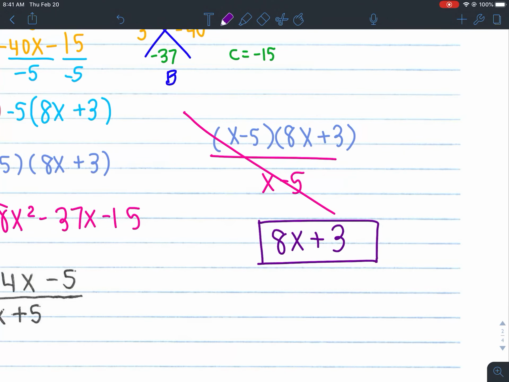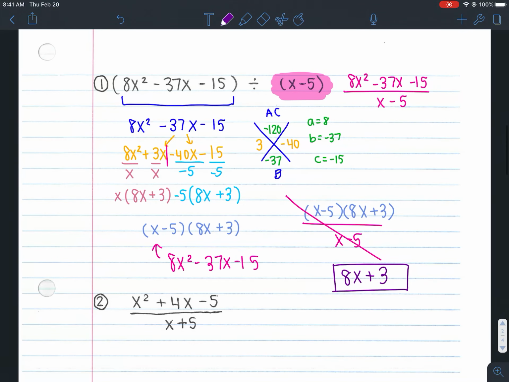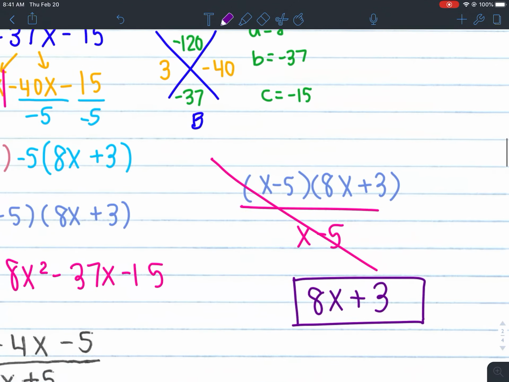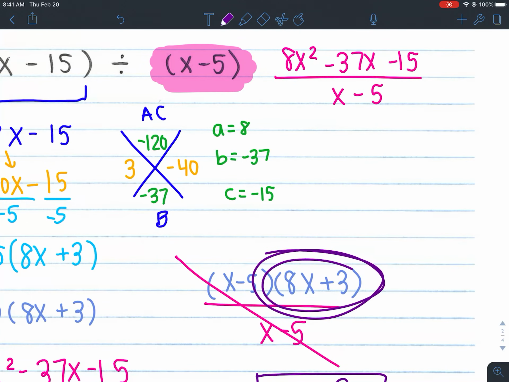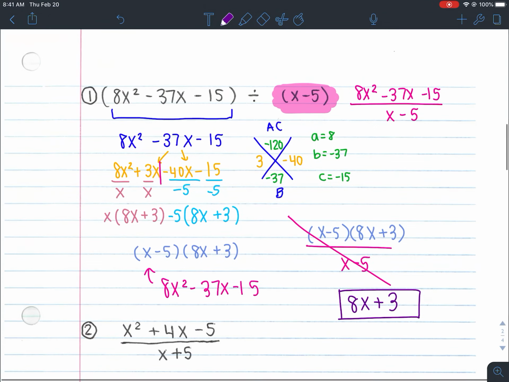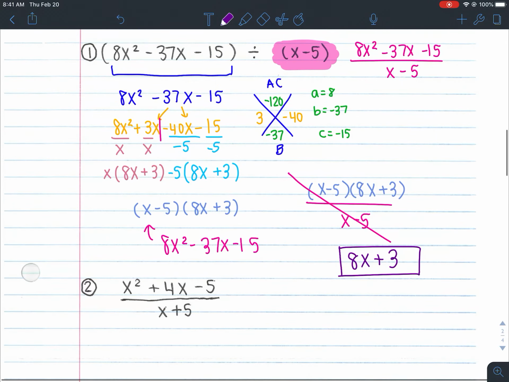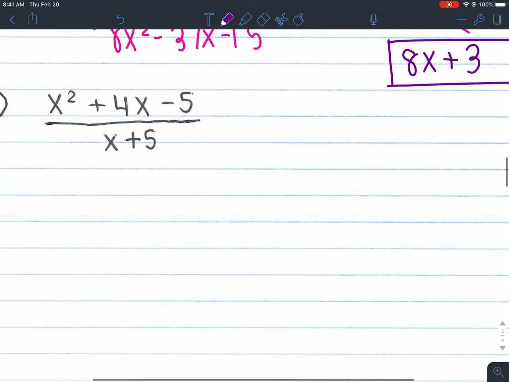So again, it's just one extra step after you factor. You don't want to factor and stop because you are dividing something out. You're taking away one of the factors. So they're giving you one of the factors, and they want you to tell them the other one. Okay, moving on to number 2.